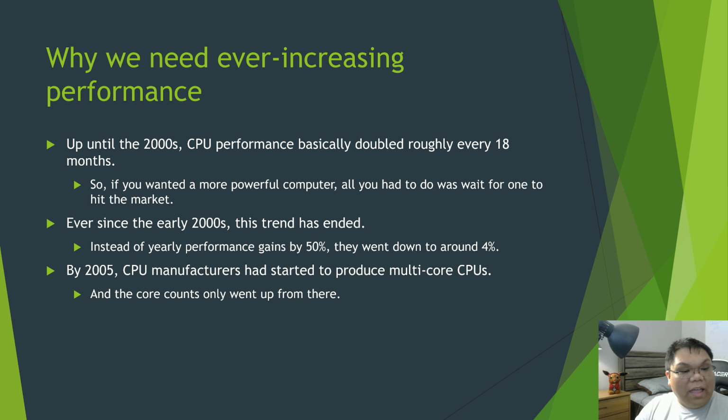So we don't have yearly performance gains of 50% anymore. They're more like 4%. And by 2005, CPU manufacturers realized that they can't get our computers any faster, so they started to add more CPU cores instead. And the core counts only went from there, starting with 2-core CPUs and then 4-core CPUs. And nowadays, it's not uncommon to see 6, 8, 12, 16-core CPUs, and even higher than that. Though once you get beyond 8, those are rather pricey systems. But my point is, we have CPUs with multiple cores, even way higher than it was 10 years ago.